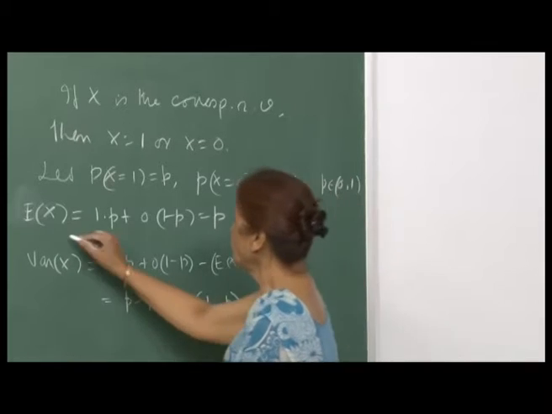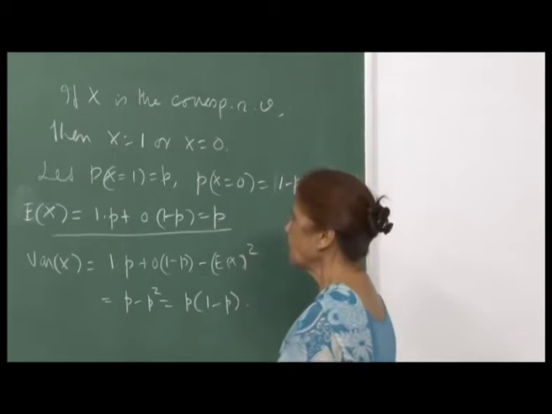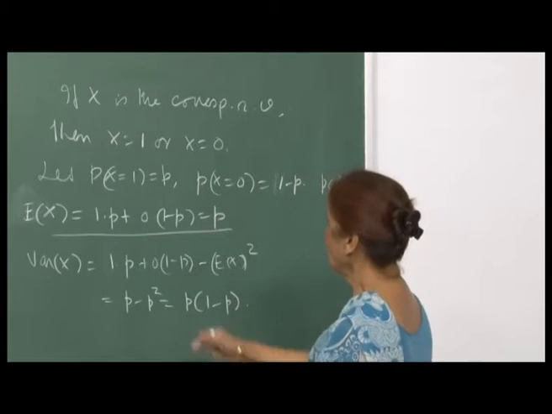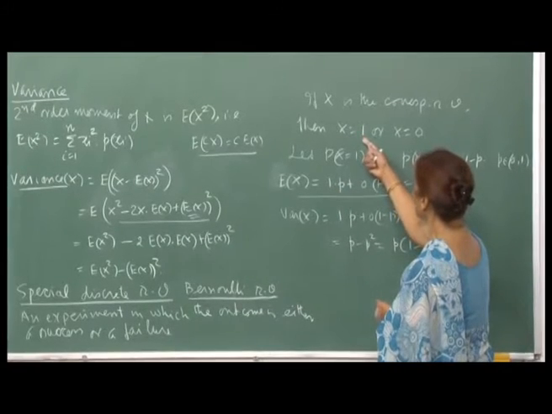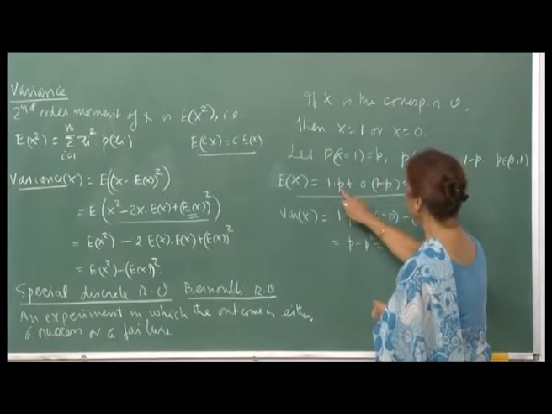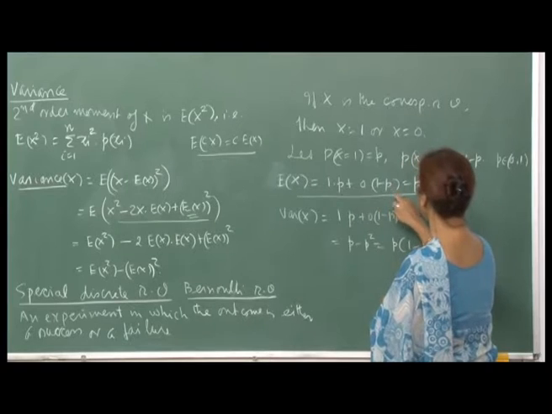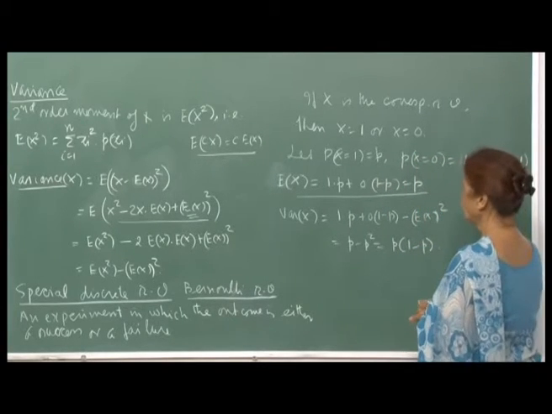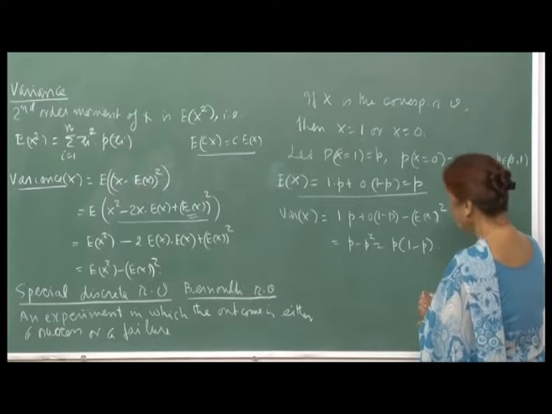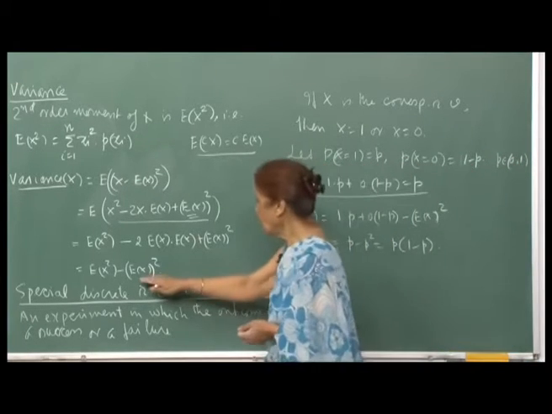So, now if you compute the expectation or the first moment of this random variable, then this will be simply 1 into p, because the random variable is taking the values 1 or 0. So, 1 into p plus 0 into 1 minus p, and therefore, this is equal to p, the probability of a success. And the variance by this formula.